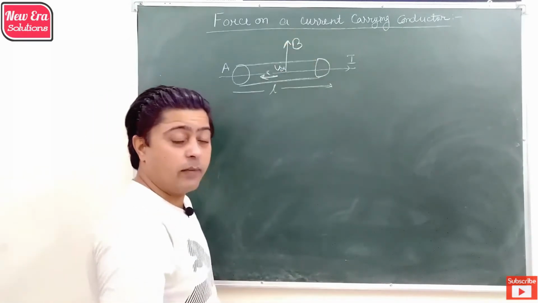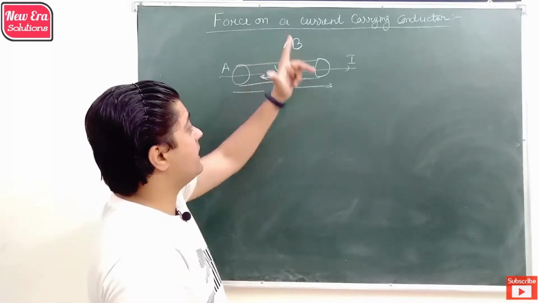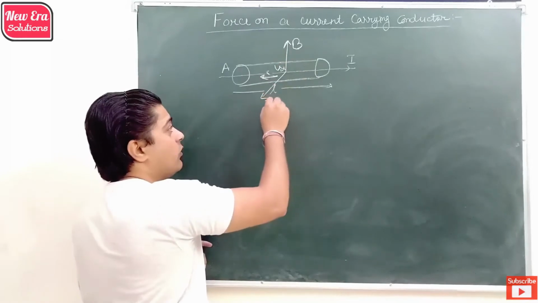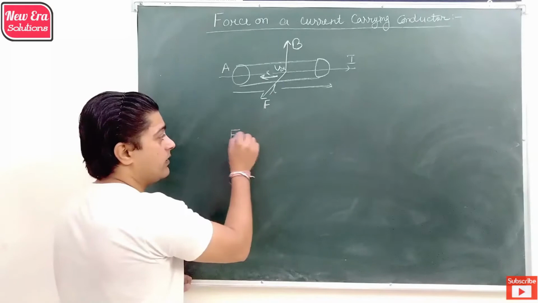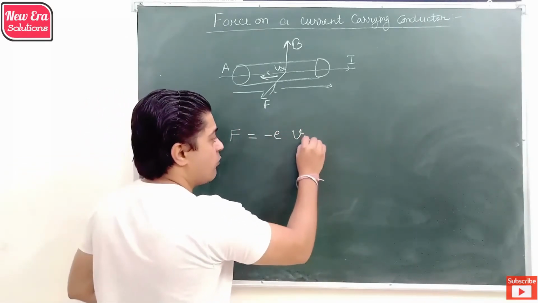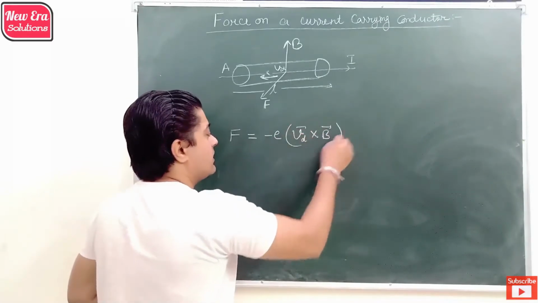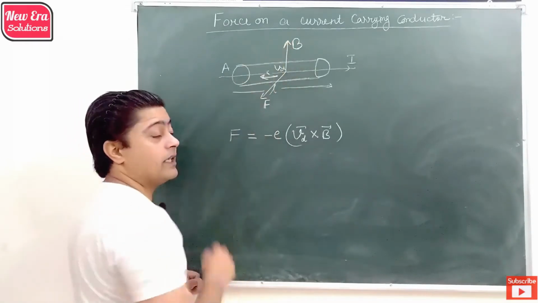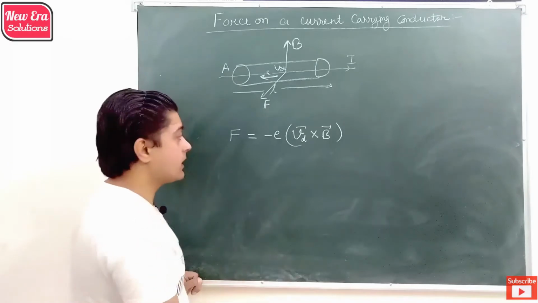Then according to Fleming's left hand rule, we observe a force acting in outward direction. So this force is acting on an electron, so it can be written as F is equal to minus e Vd cross B. So this is the force exerted by external magnetic field on an electron moving in the conductor.